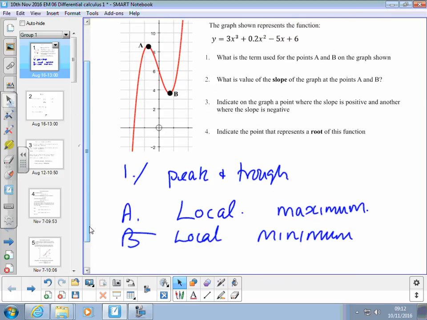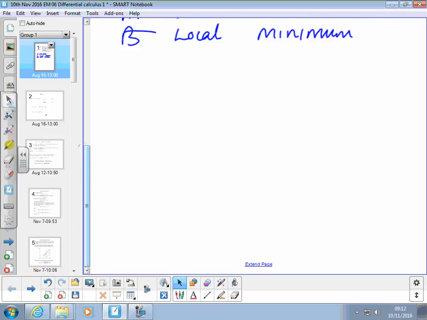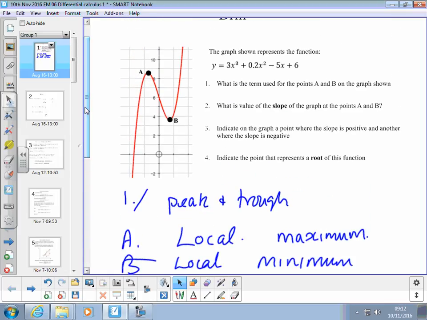Right, what's the value of the slope at points A and B? Slope of the graph, points A and B. Anyone got anything for that? The value of it, a number. We're going through the drill. So what would you say is the slope? What do we mean when we say the slope? How can I put the slope at a point on that graph? What would I be doing?